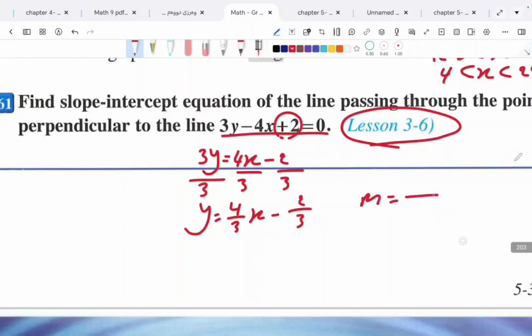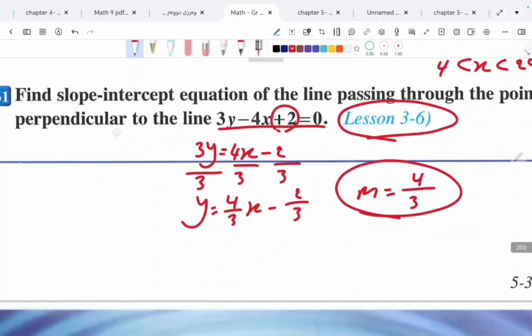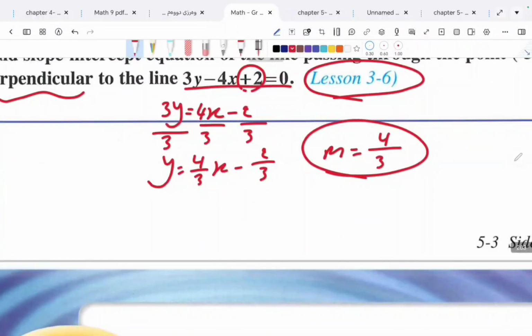Now, m equals to what? m equals 4 out of 3. Can I use the same slope? No, because they say perpendicular. So, you have to take the reciprocal and change the sign. It will be negative 3 out of 4.